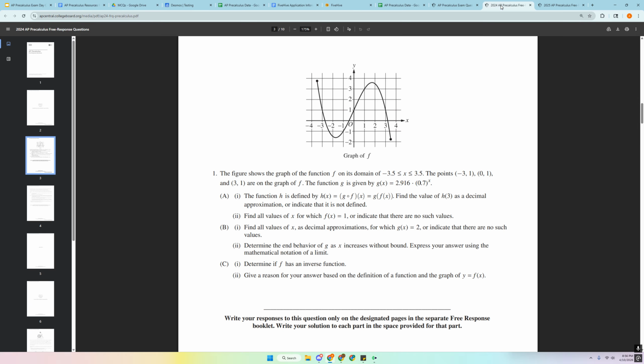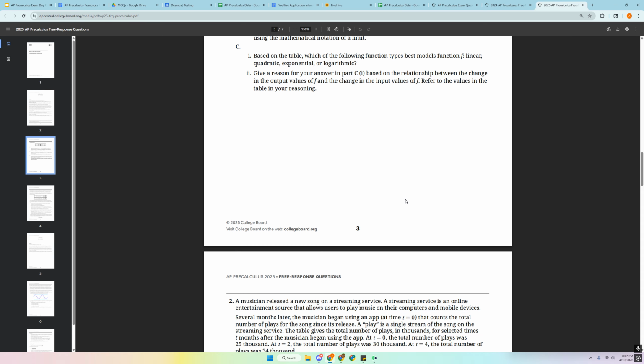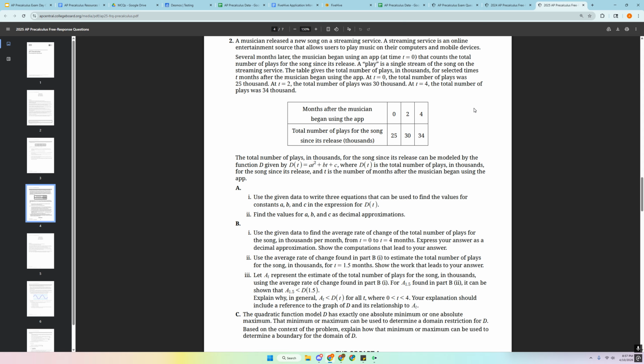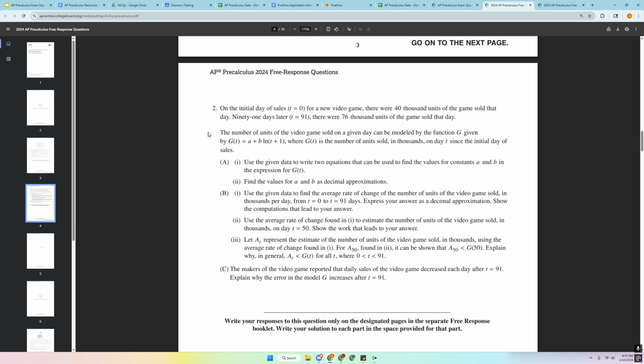So now we'll go on to FRQ2. FRQ2 in 2024 was covering... it gave you some data in the function, so you could write when t is 0 there's 40, when t is 91 there's 76. So now you have this. The first question step is just to plug in these numbers into the equations.